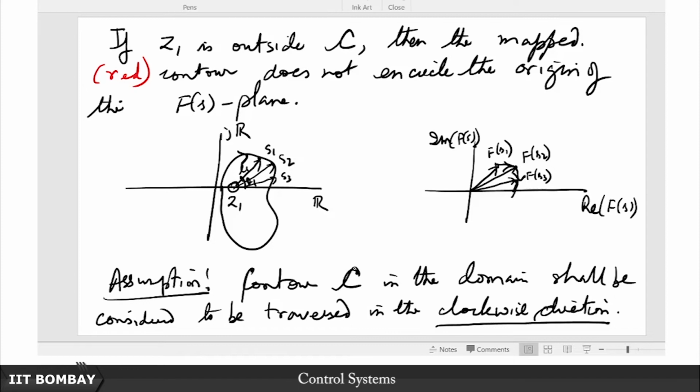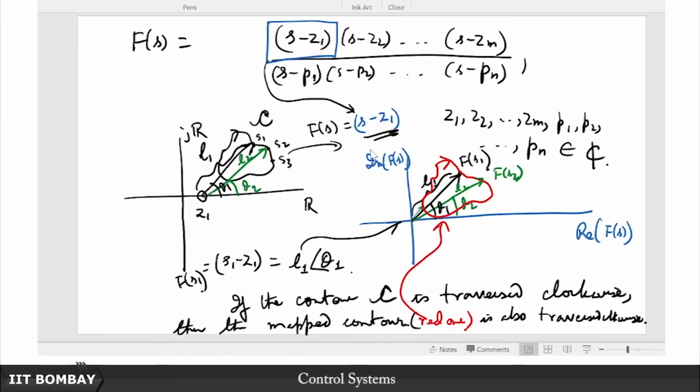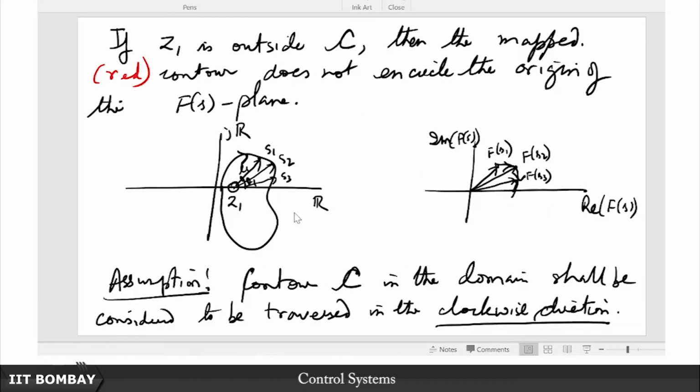Now, what then is the difference between these two cases? Here also, a clockwise contour maps to another clockwise contour. Where would the difference arise, you might wonder, and that is where this question assumes significance. For instance, consider this point here, say S4. This S4 will have an angle given by minus theta 4, for instance. So here also we draw this minus theta 4, and this is our FS4.